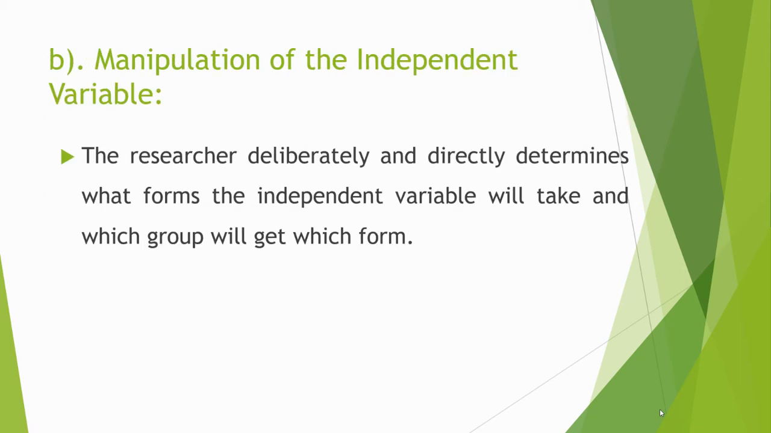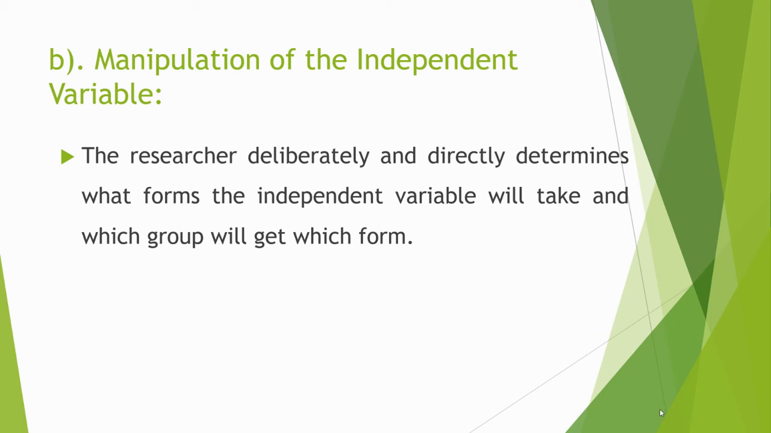The second one is manipulation of independent variable. In this part, the researcher deliberately and directly identifies what form the independent variable will take and which group will get which form. The independent variable can be manipulated, like teaching method, assignment, type of counseling, learning activity, and also material.